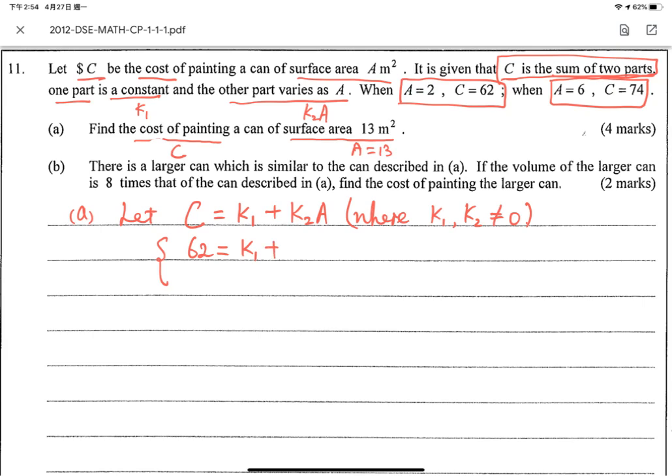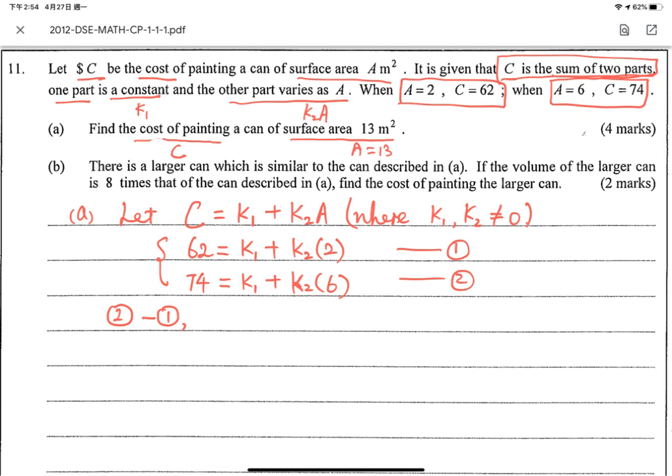Okay, so after you state it, then when A equals 2, C equals 62. So 62 equals K1 plus K2 times 2. And the second piece of information: C equals 74 when A equals 6. So 74 equals K1 plus K2 times 6. We just substitute the values of A and C into the equation we assumed. So the first one and the second one. Now to solve this simultaneous equation, we can use the second equation minus the first one.